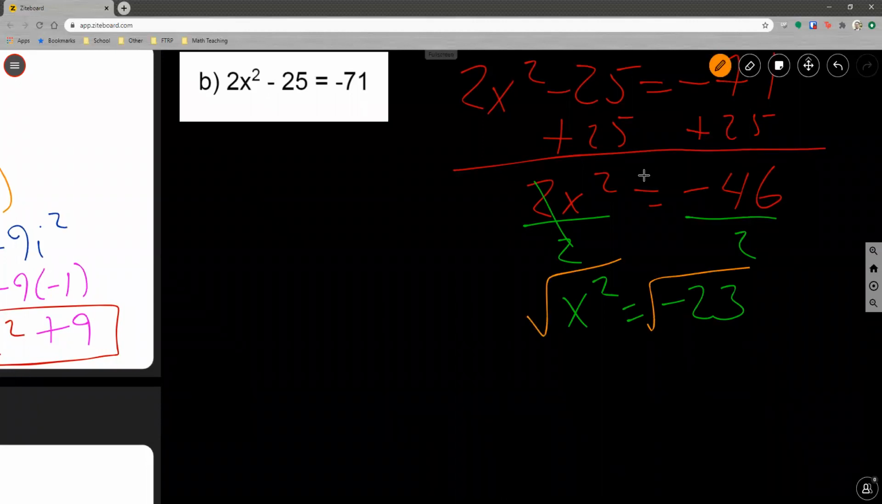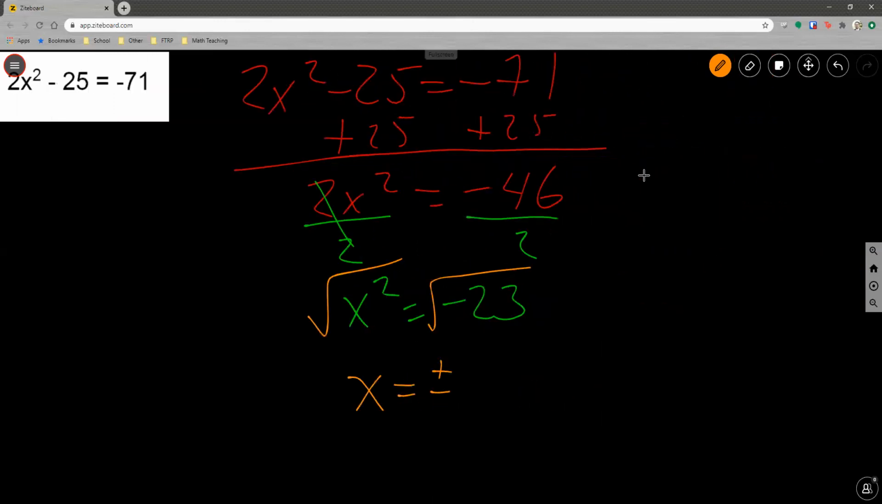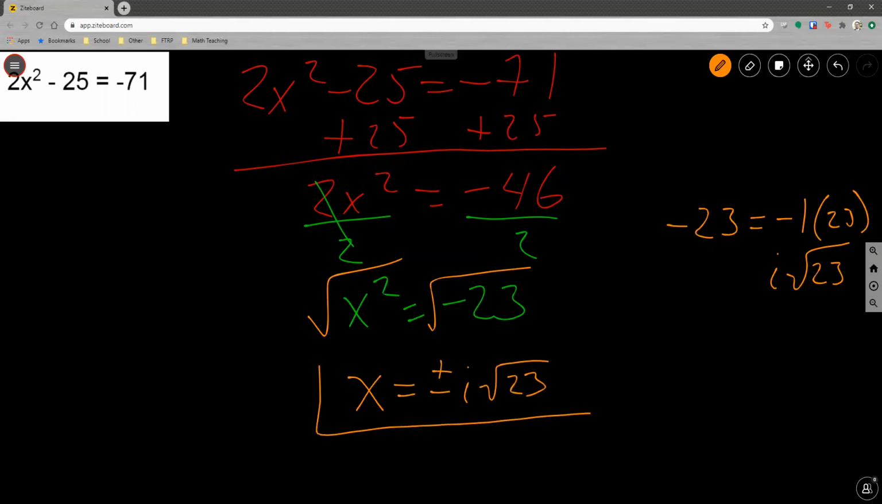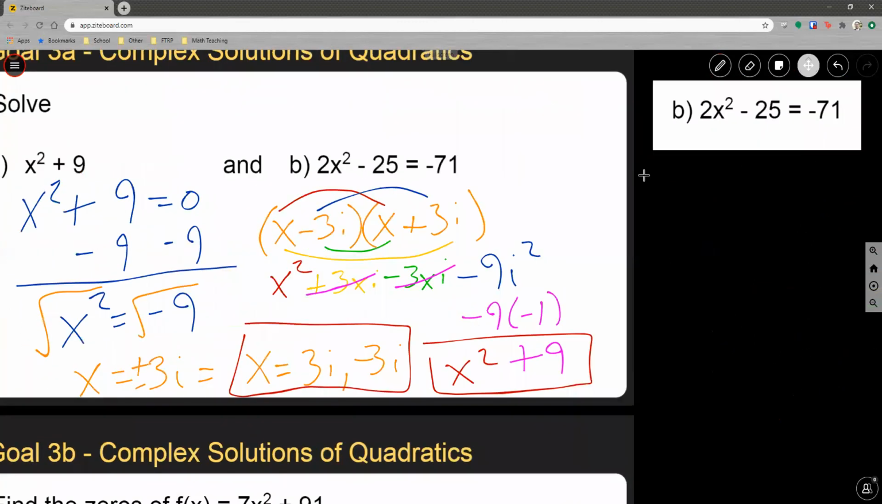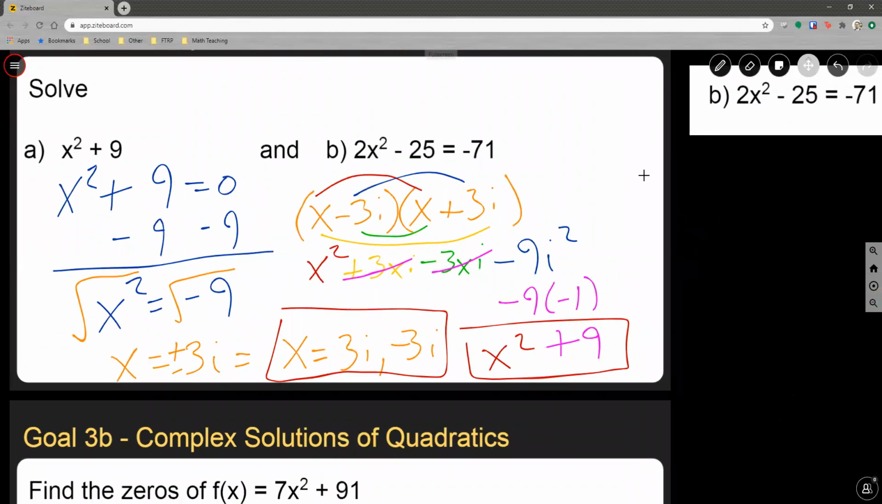If I do that, the square root of x squared becomes x. I'm going to end up with plus or minus square root of negative 23. Well, the negative 23, remember, is just the same as negative 1 times 23. So square root of negative 1 is going to become the i, and the square root of 23 is just going to stay square root of 23 because it's a prime number. So I get plus or minus i times the square root of 23. And those are my two complex solutions, or two complex roots, or two complex intercepts, because they're not really intercepting anything that's real.